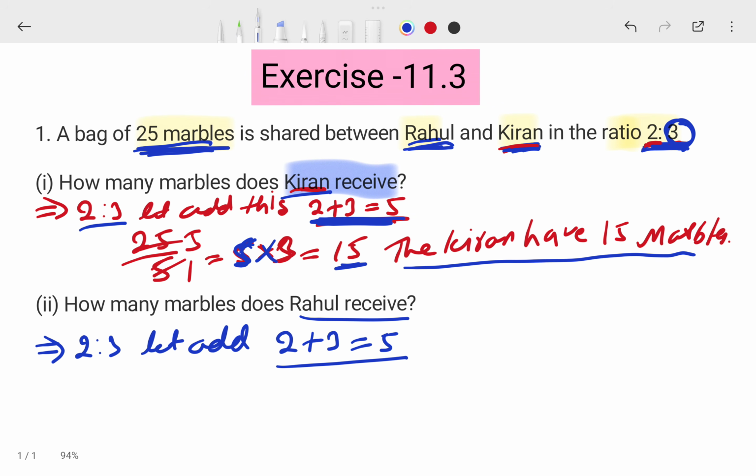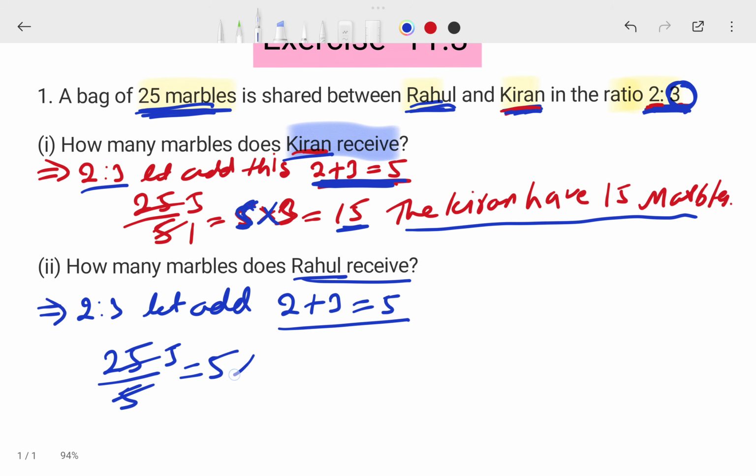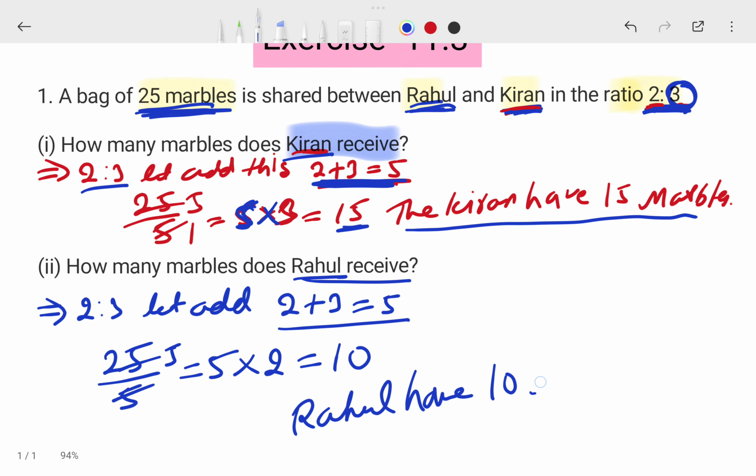Okay now, how many marbles are given? 25 marbles. The ratio sum is 5, so 25 divided by 5 is 5. What is it given? 5. Okay, so now how many marbles does Rahul have? Rahul has only 2 parts, so let's multiply 5 by 2. If you multiply, it's going to be 10. So Rahul has 10 marbles.